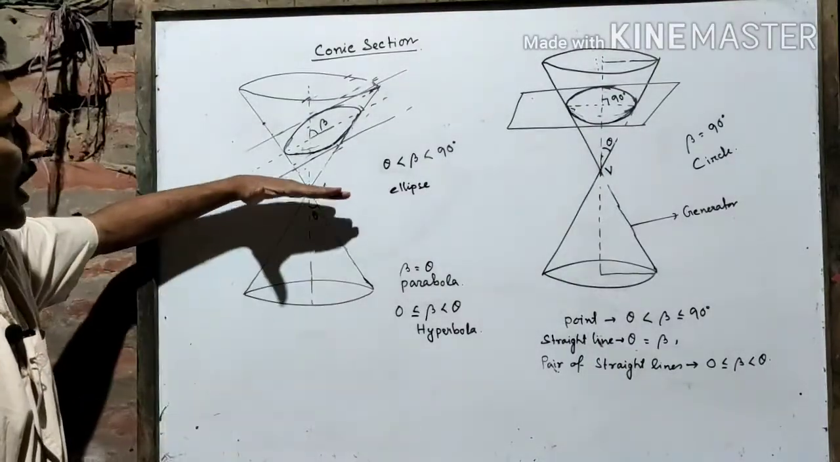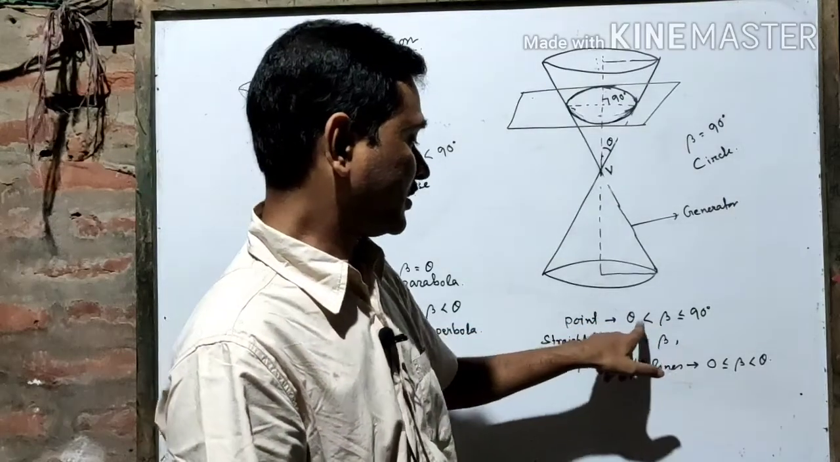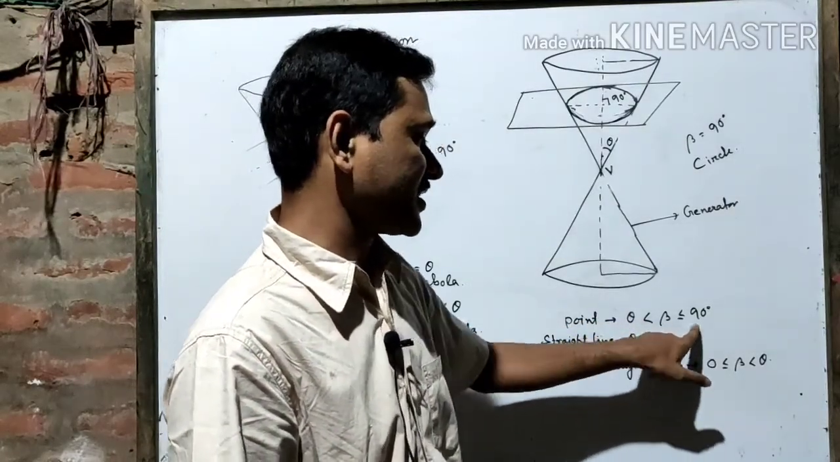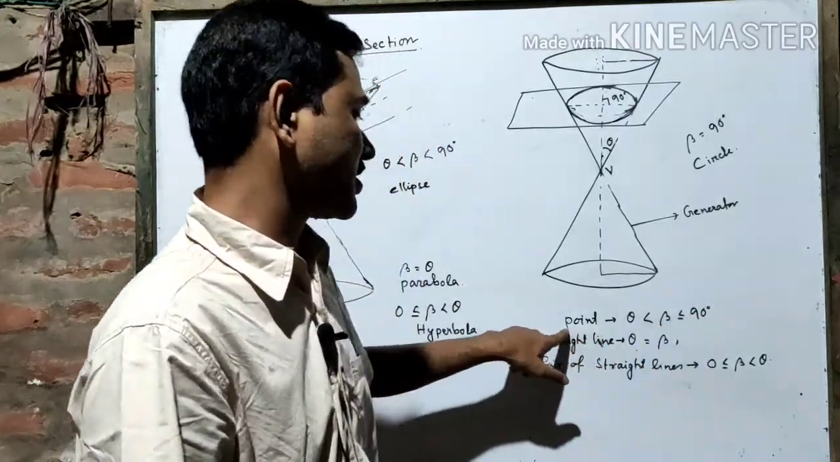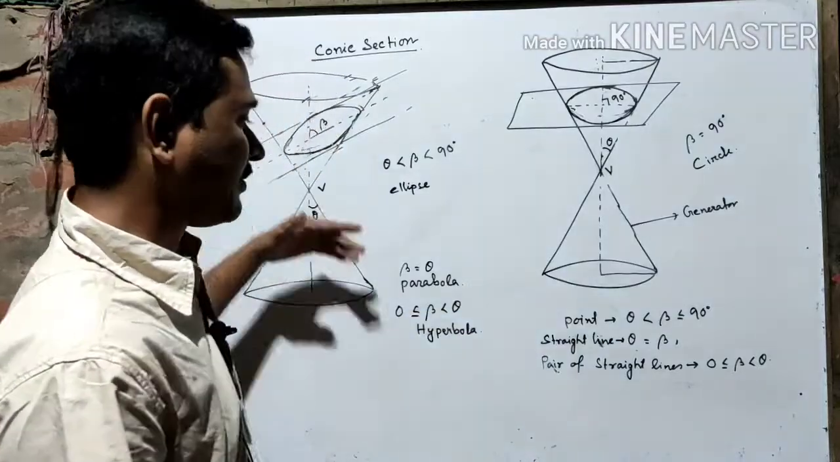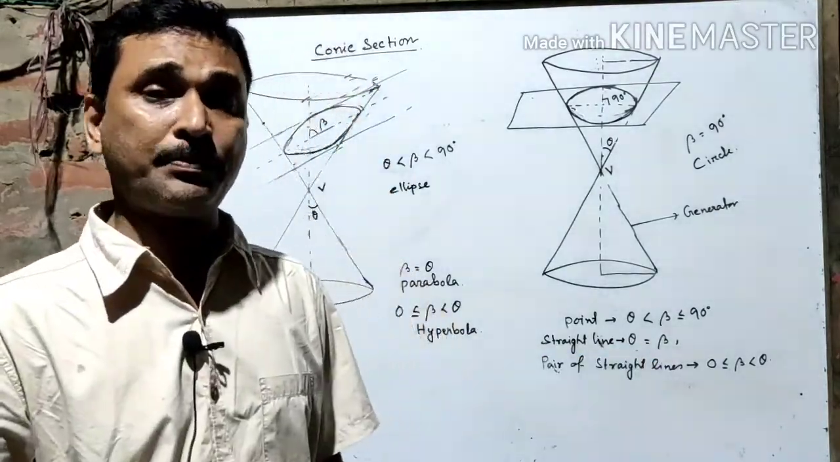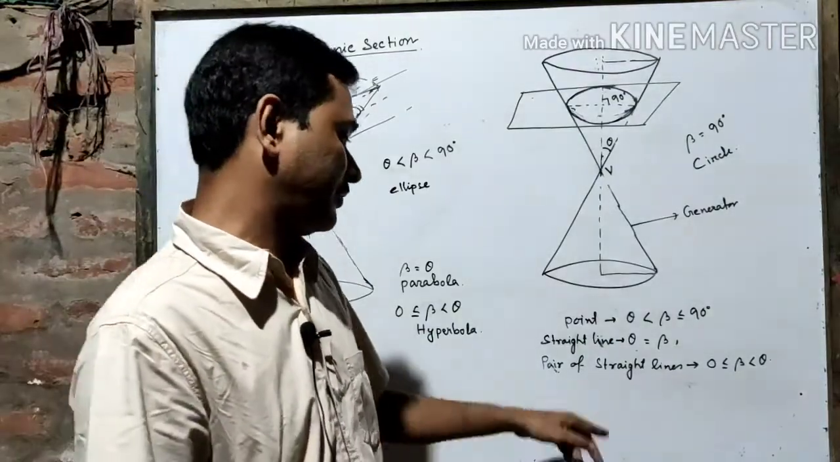Again, if we cut a cross section at the vertex such that beta is greater than theta and less than or equal to 90 degrees, then the conic section is a point. It becomes a straight line when we cut at the vertex if beta is equal to theta, and this is known as a degenerate parabola.